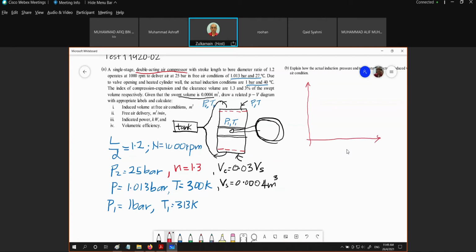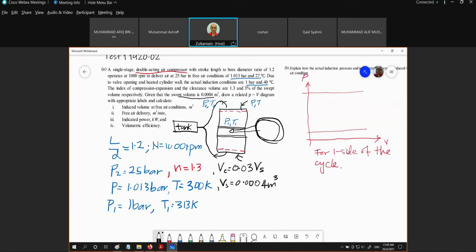So we need to put remarks right here for one side of the cycle. We are not going to draw both sides of the cycle, only one side. So this is P, this is V. Delivery pressure, induction pressure.